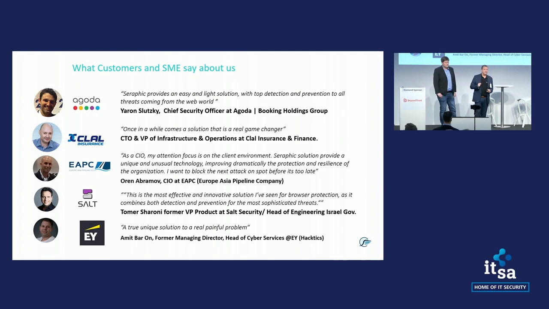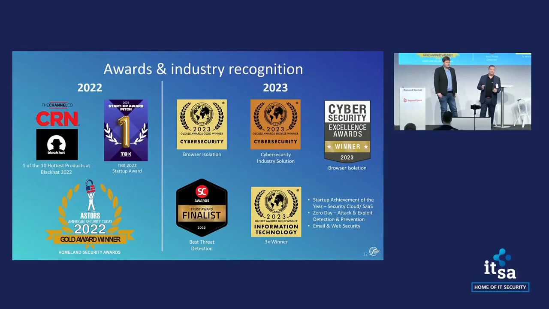Lots and lots of references that we have all over for different sectors. For example, Agora, which is a Booking.com company, purchased Seraphic mainly because of our spear phishing capabilities, but not only. The second customer is a big insurance company. By the way, they are managing $90 billion in funds. Their CDO stated on LinkedIn, he wrote, once in a while comes a solution that is a real game changer, and that's Seraphic. Lots and lots of different security awards and industry recognition that we receive.